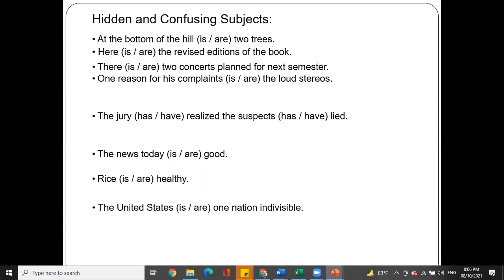The jury. This one. What's the answer, guys? Olivia, what's the answer? Has or have?